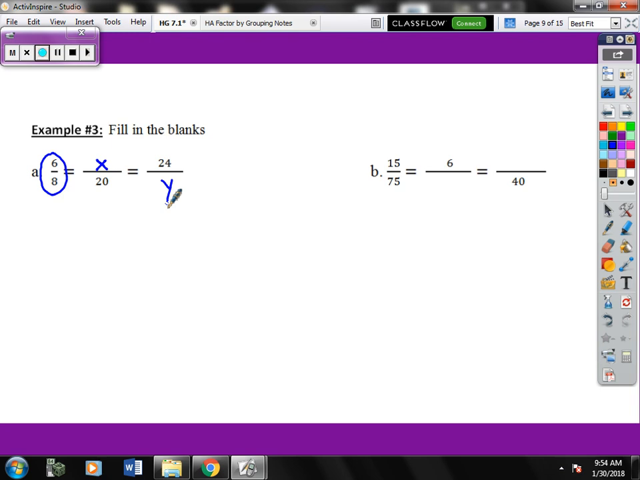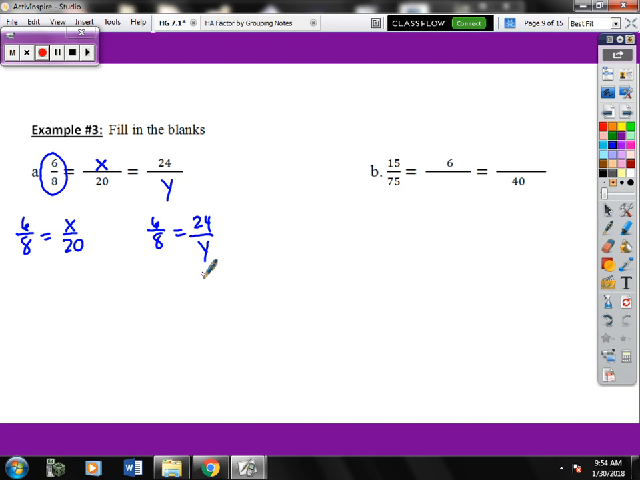So one of the equations you would cross multiply would be 6/8 equals x over 20. And the other one would be 6/8 equals 24 over y. And you can cross multiply both of those and get your answers. But you want to make sure that you don't cross multiply when you have two different variables. It's not possible to solve.